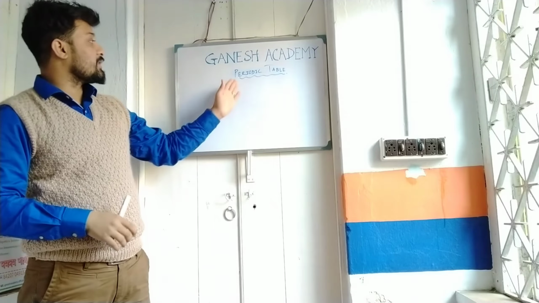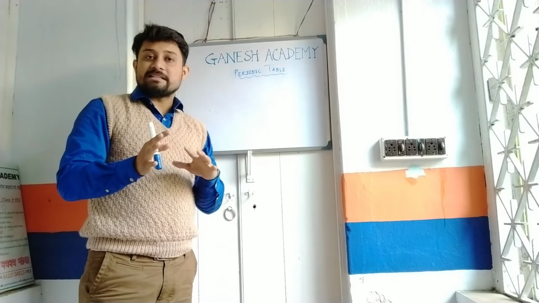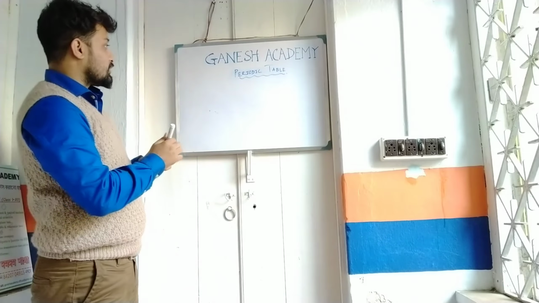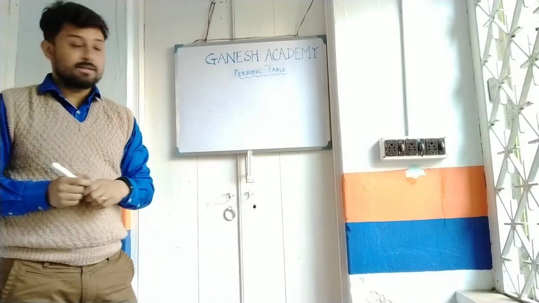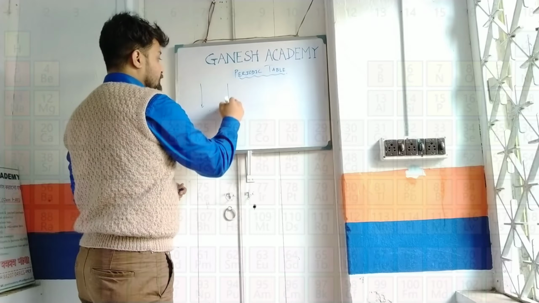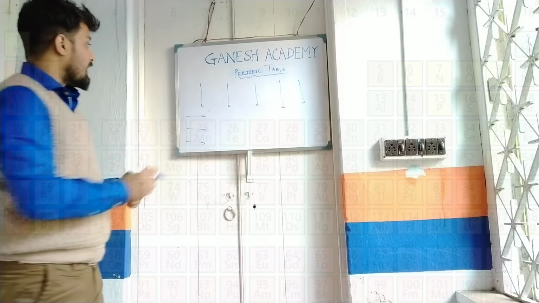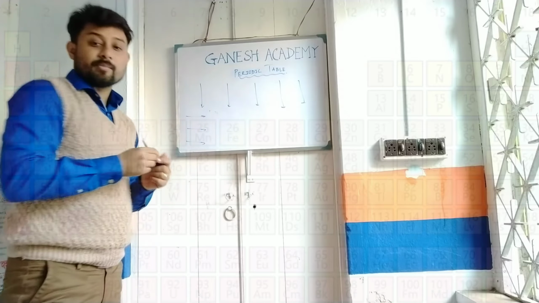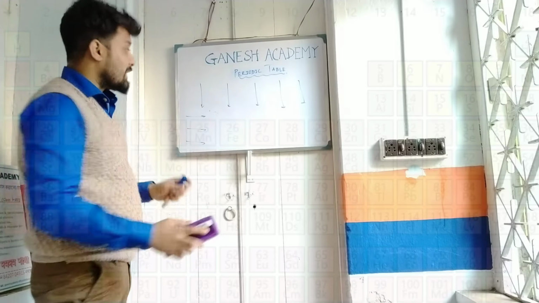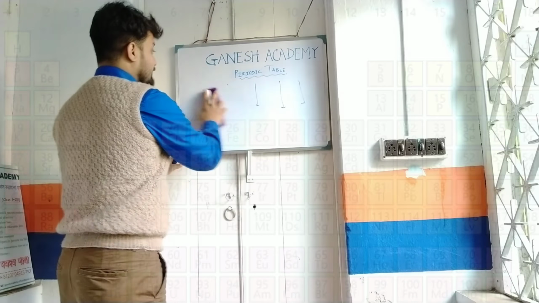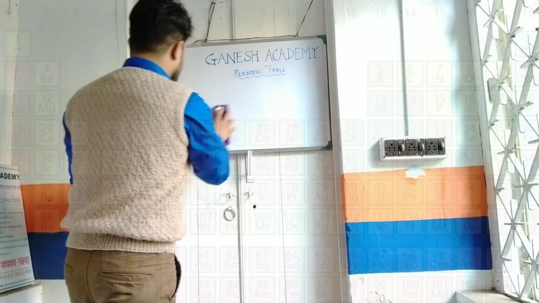Today we're going to study the periodic table in a very easy and convenient way. In the long form of the periodic table, there are 18 groups and 7 periods. At the very first, we're going to start from group 1 to 18 and memorize the elements in an easy and convenient fashion.